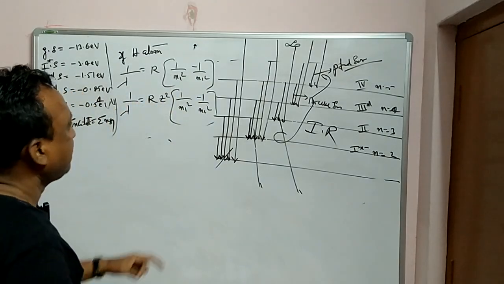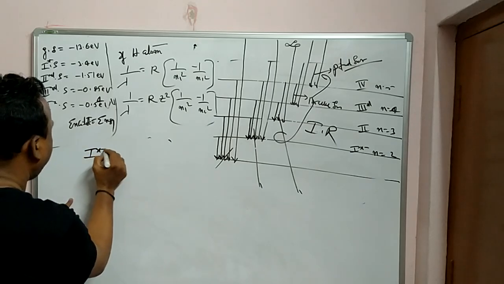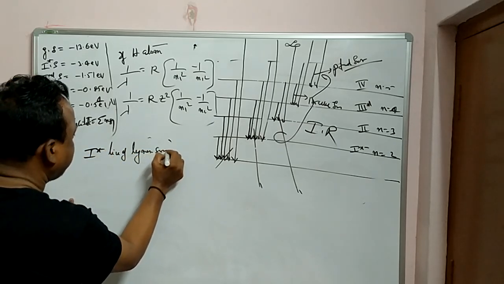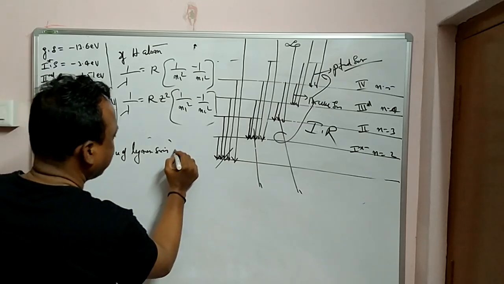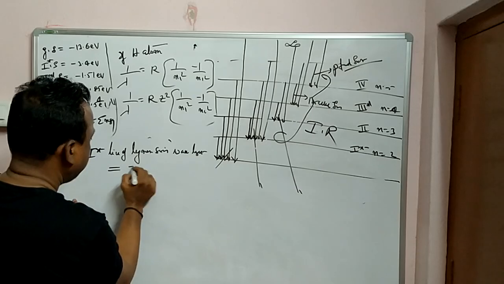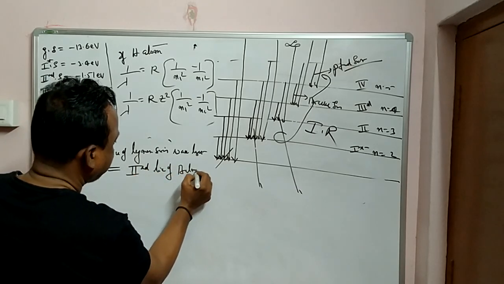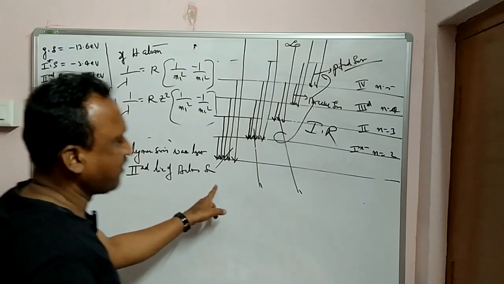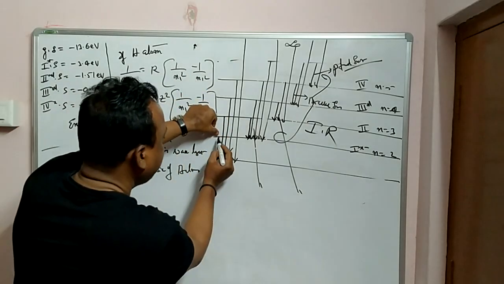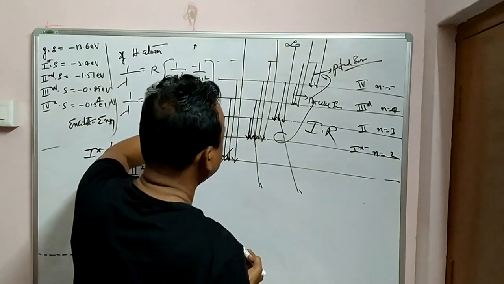For example, first line of Lyman series, wavelength is equal to second line of Balmer series. Second line of Balmer wavelength, it says. First line of Lyman, what is that? Where is the first line coming from? From n is equal to 2.